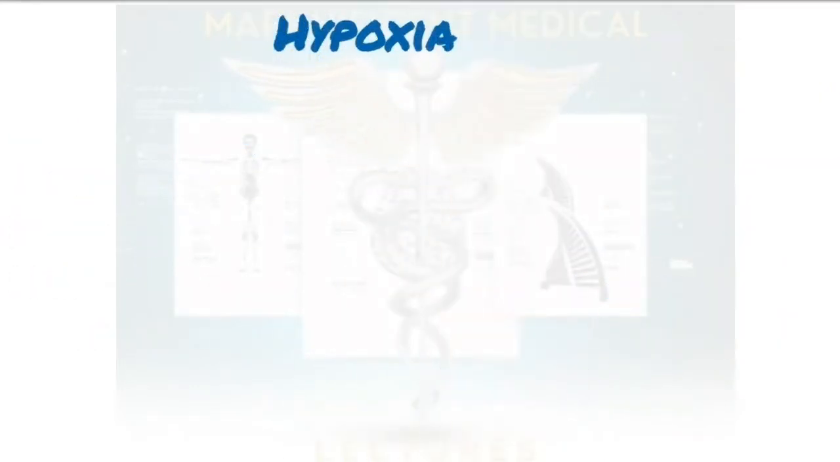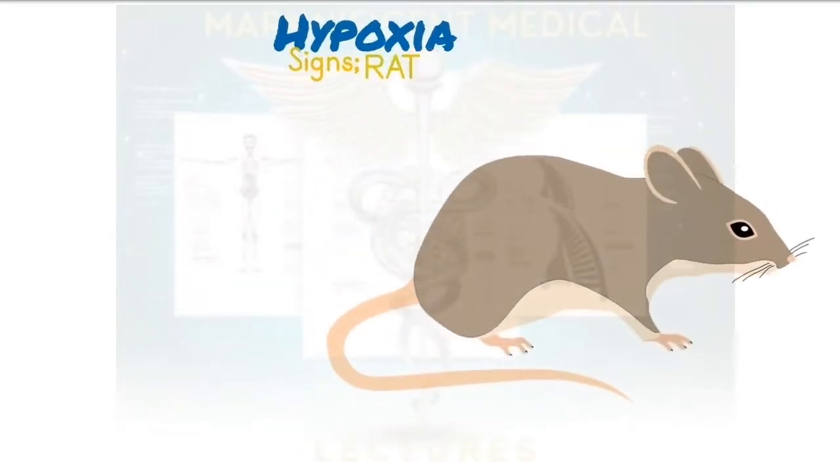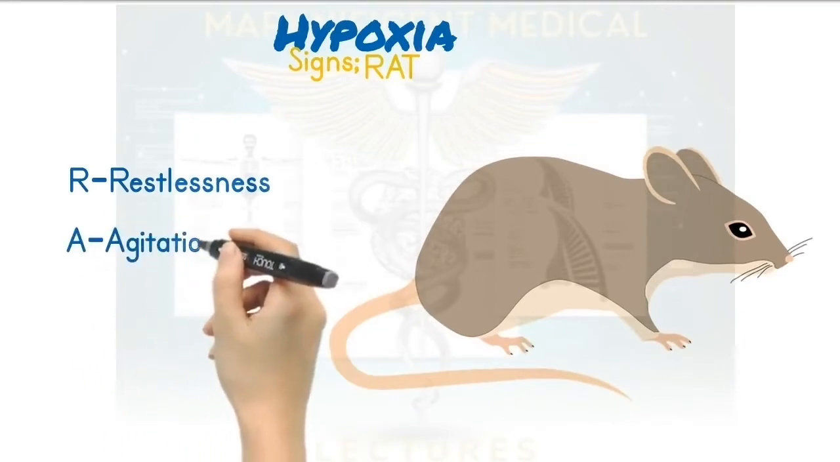Hypoxia. Hypoxia is a state in which oxygen is not available in sufficient amounts at the tissue level to maintain adequate homeostasis. The mnemonic for the signs is RAT. Restlessness, agitation, and tachycardia.